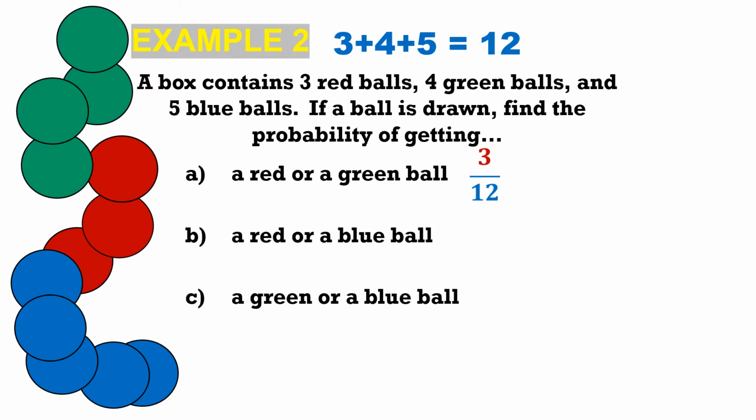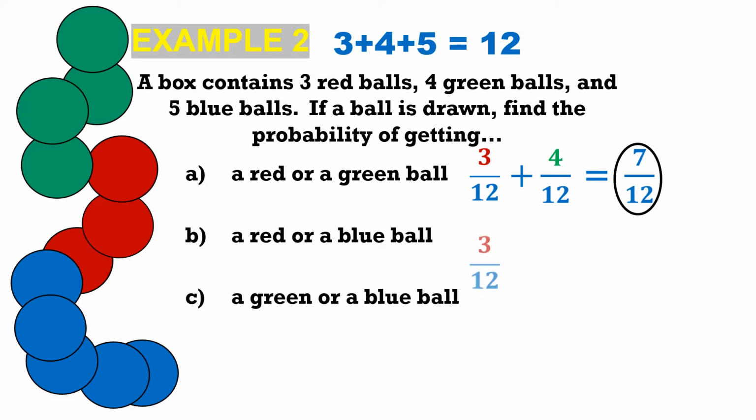Letter A, a red or a green ball. So there are 3 red balls over 12. Then plus green, there are 4 over 12. Then add 3 plus 4 is equal to 7, copy 12. 7 over 12 is already in lowest term, so 7 over 12 is the final answer for letter A. This is the probability of getting a red or a green ball out of the 12 balls.